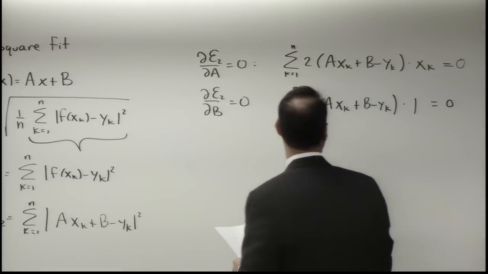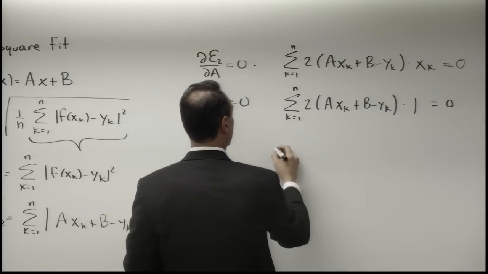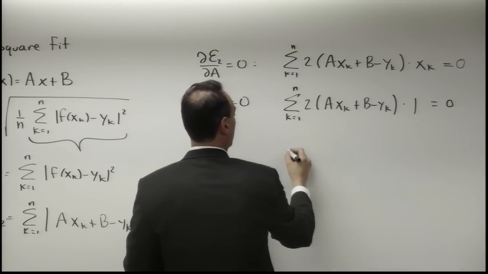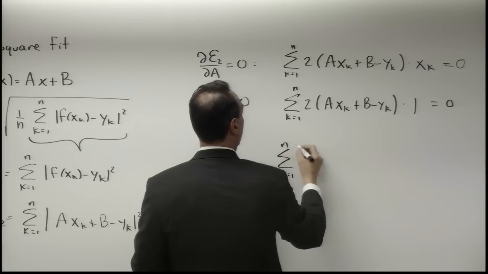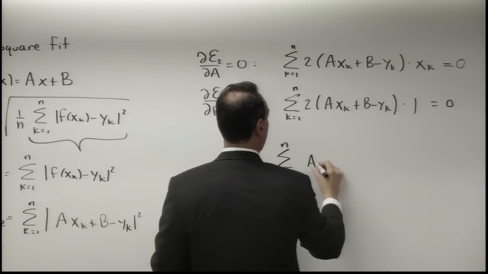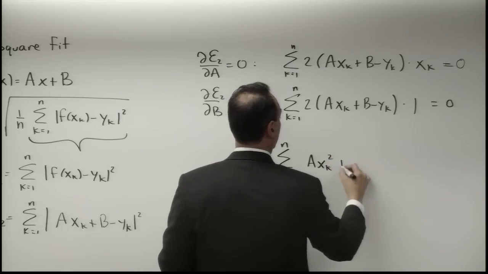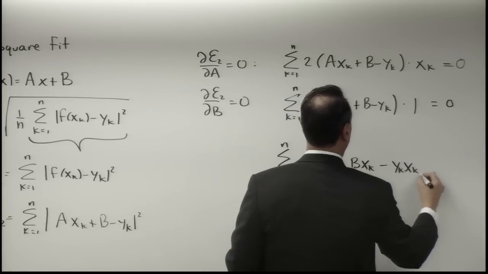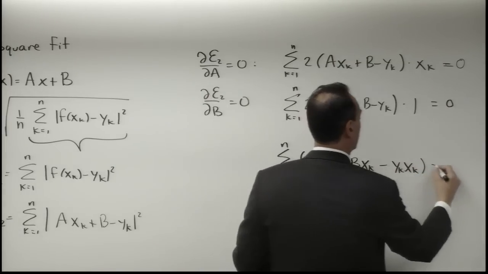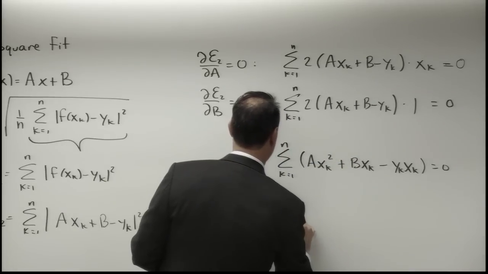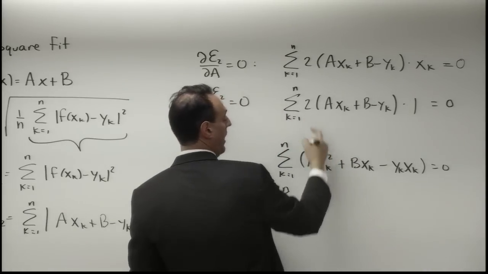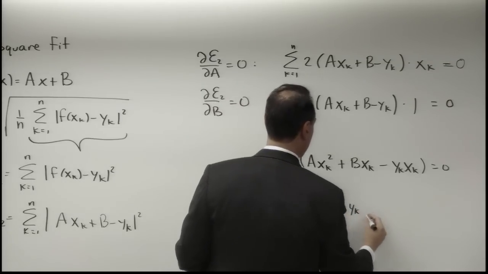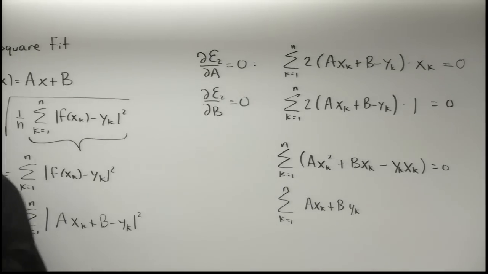So let's start collecting terms. So in the first, now the 2 I can just divide out, right? Divide both sides by 2. And so you get the sum, k equals 1 to n. And this first thing here gives you a x of k squared plus b x of k minus y of k x of k equals 0. The second one, divide the 2 out, and you get a x of k plus b. Oh, sorry, plus b. No y of k there.